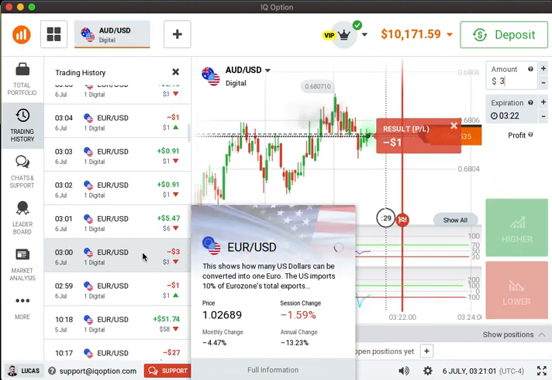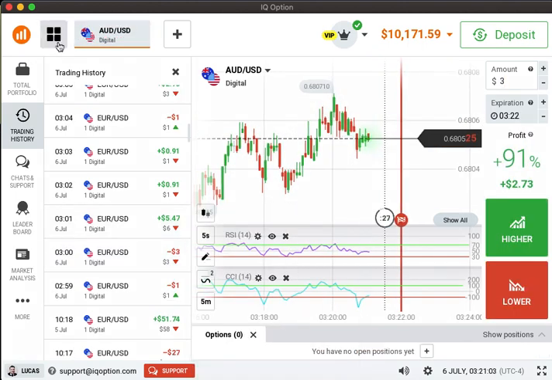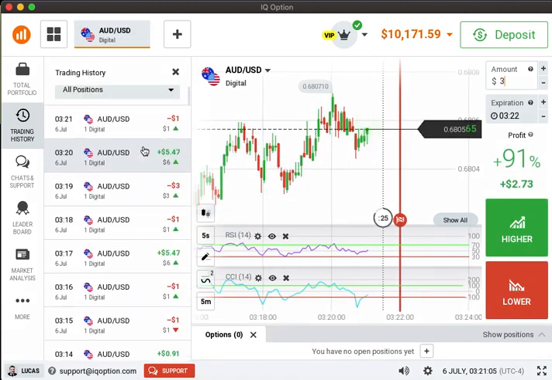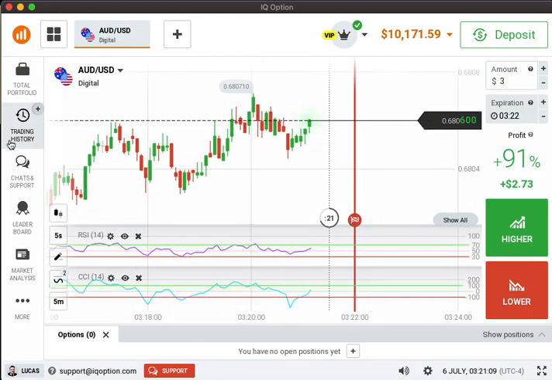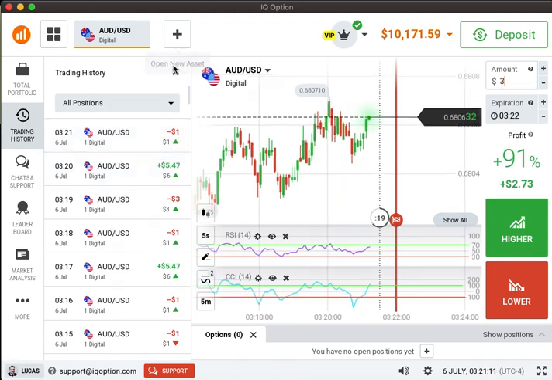Basically 3 o'clock, so we're gonna stop at 3:30. Right, we're currently at 3:21, so it's a matter of patience and waiting, and one trade at a time.